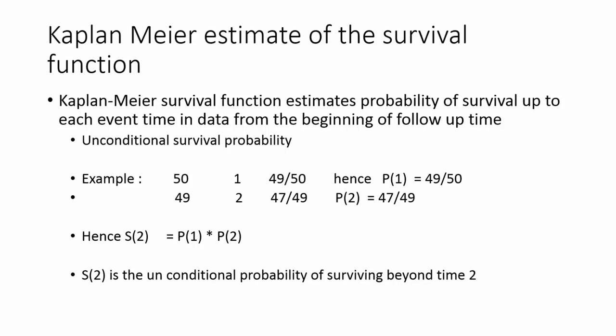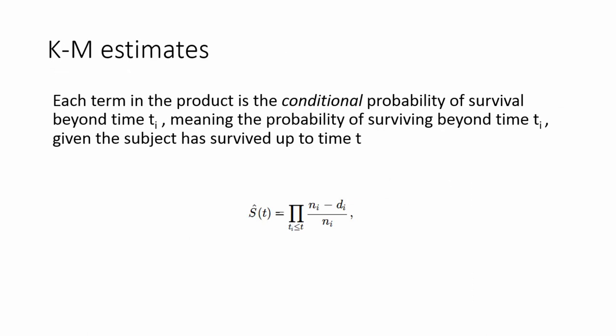How do we get the unconditional probability of surviving beyond time t? First of all, we denote it as S of 2. S of 2 is nothing but the product of the conditional probability of survival at time 1 multiplied by the conditional probability up to time n. Just to generalize it, your survival estimate is the product of (ni minus ti) by ni, where ni is the total number of population entering at time t, minus the number of people dying or events happening, which is denoted as ti, divided by the total number of population at time t.